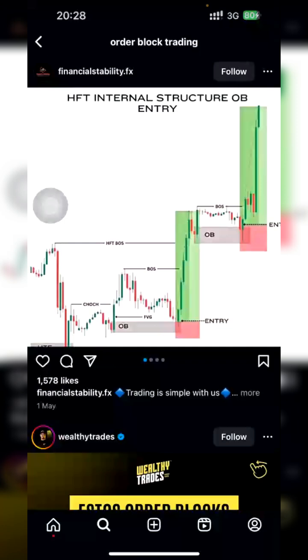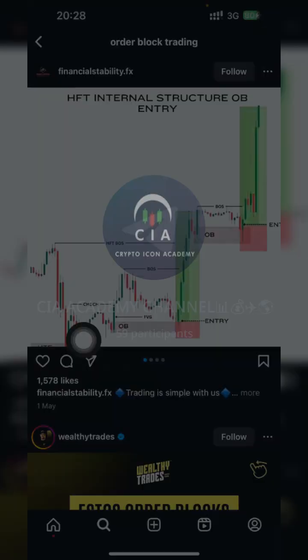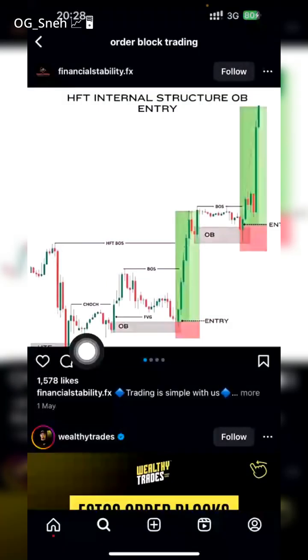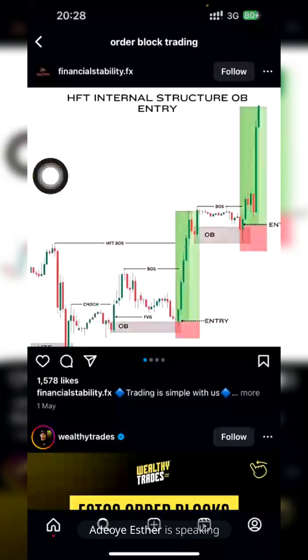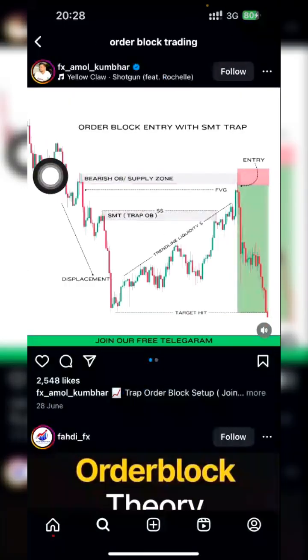Do you understand? So don't stress yourself with too many grammars. You shall know that this is a break of structure based on what I've been teaching you. So it's the same thing. The same way they trade change of character, it's the same way they trade break of structure. So why will I now be saying this one is break of structure, this one is change of character? Do you understand? So that is how it is, guys. Yes. That is how it is.